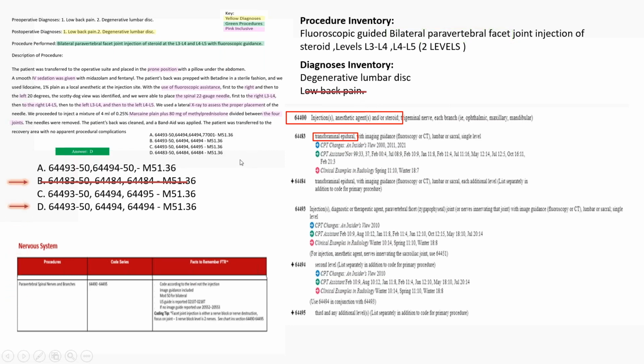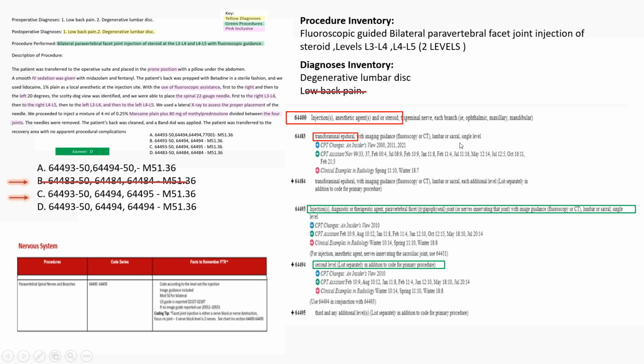is incorrect. Let's see option C, 64493. Let's see what it is coding for. 64493 is coding for injection of a diagnostic or a therapeutic agent, paravertebral facet joint. That's good. With image guidance, fluoroscopy or CT, lumbar or sacral, single level. Okay, now let's look into the next code.